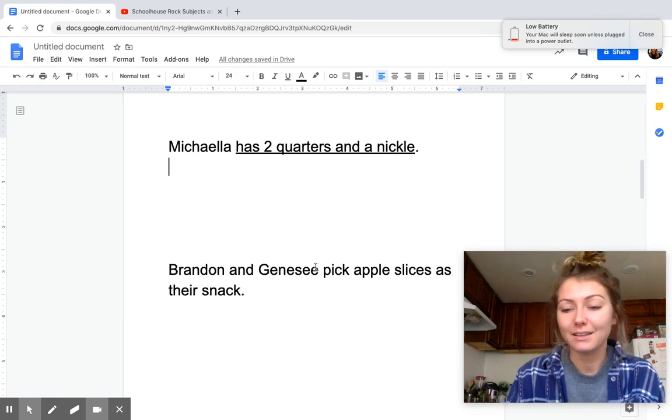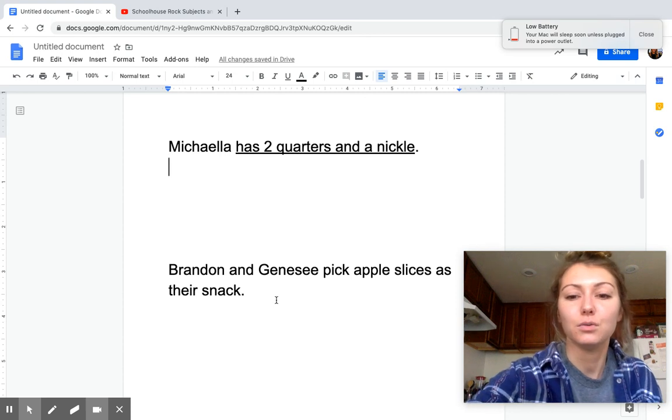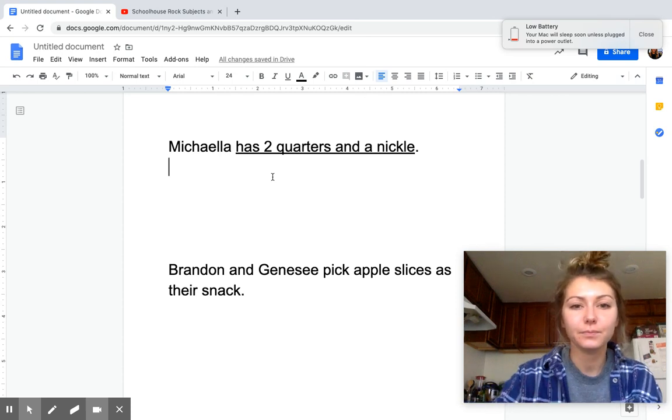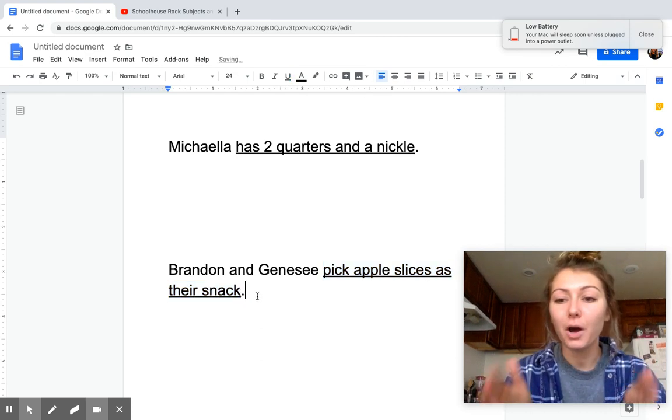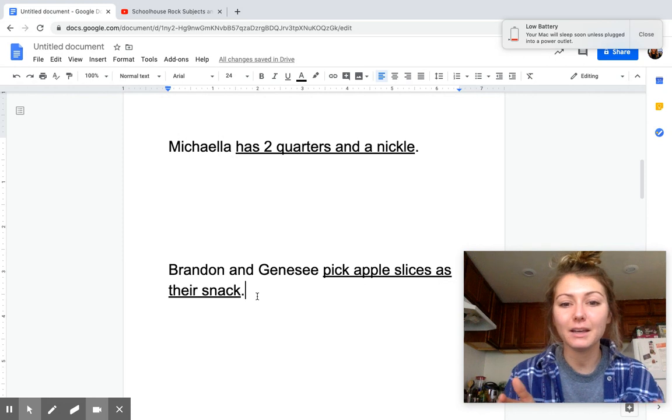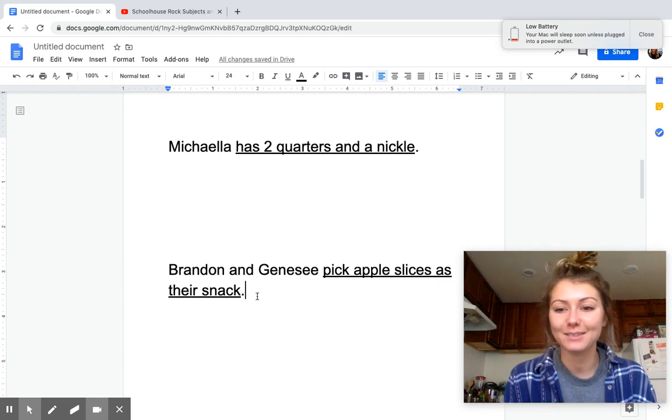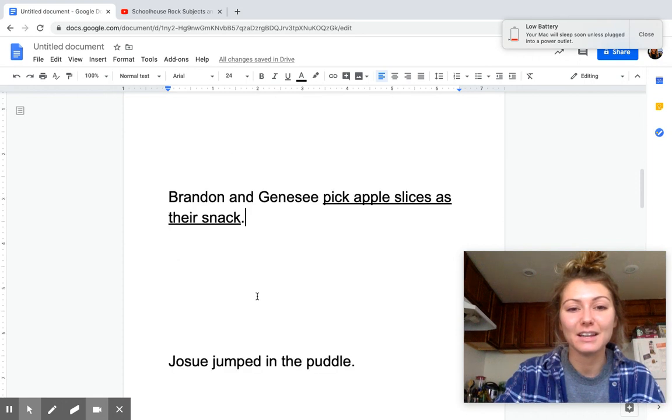Now, their predicate, there's just one predicate here. They both pick apple slices as their snack. So think about what part of this sentence you will need to underline. Great. We're underlining that whole part of the sentence, the predicate. Pick apple slices as their snack. Great job keeping up. We're going to move on to the next sentence.